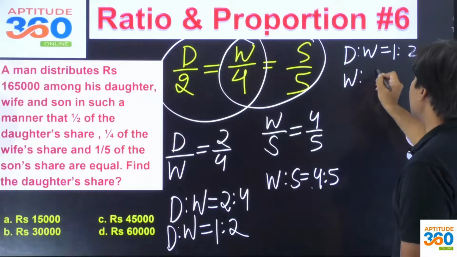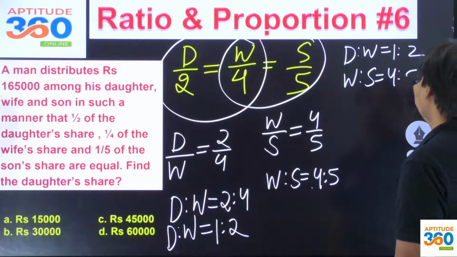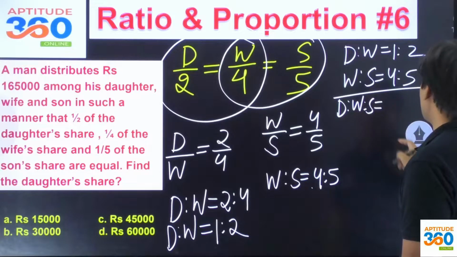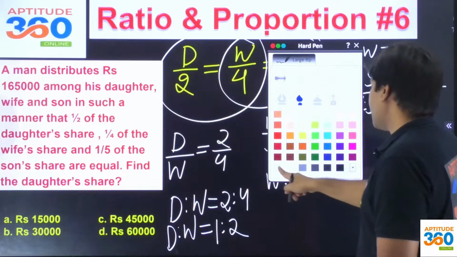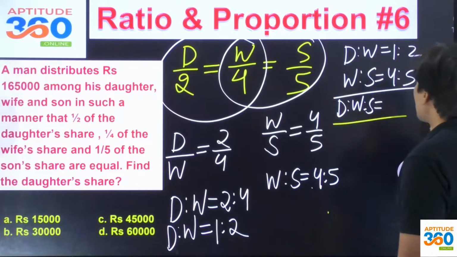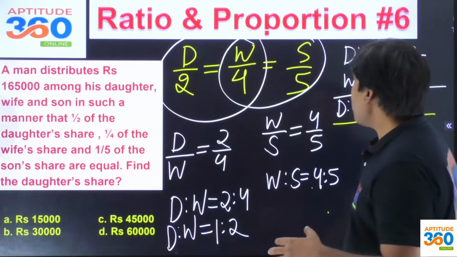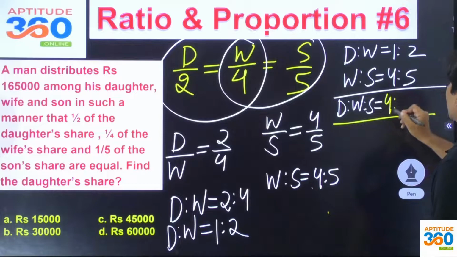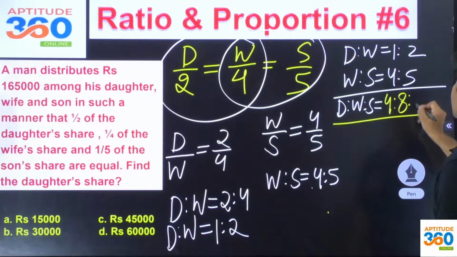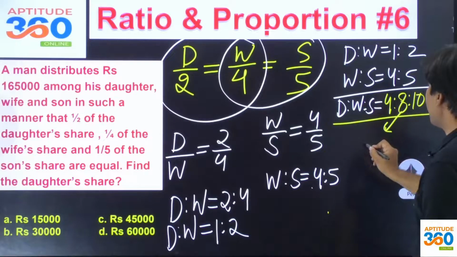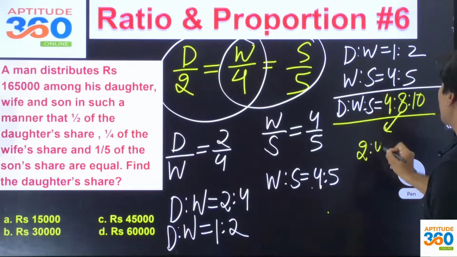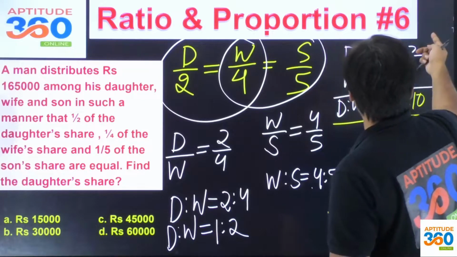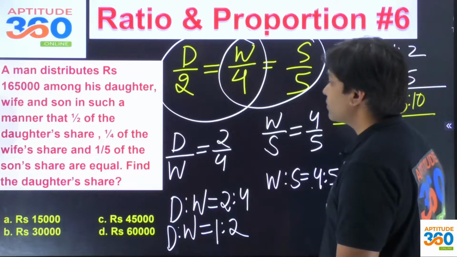wife and son are having in the ratio 4:5. Now you must have learned this in video number 3, as to how to find out the ratio of daughter, wife and son in one line. So this is going to be 4, and then this is going to be 8, and then this is going to be 10. If you simplify, this will come out as 2:4:5. Did you get that? 4, 8 and then 10, 2, 4, 5.